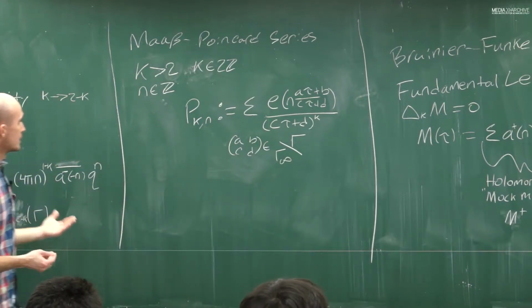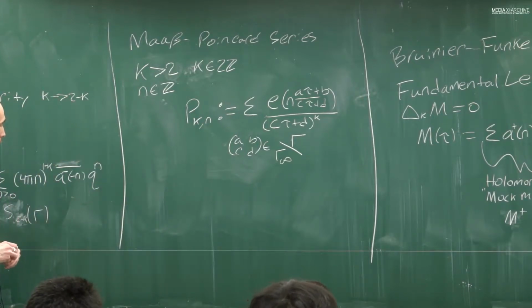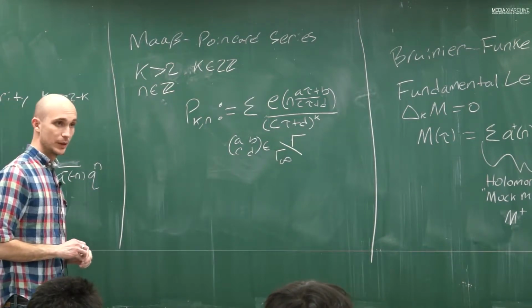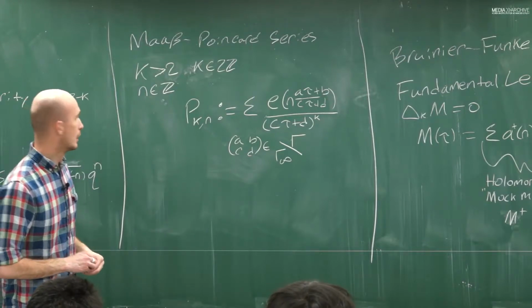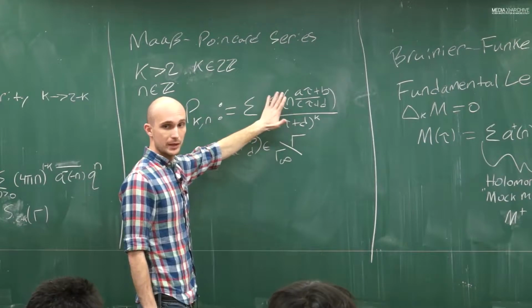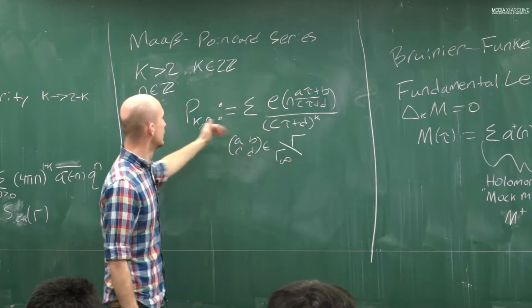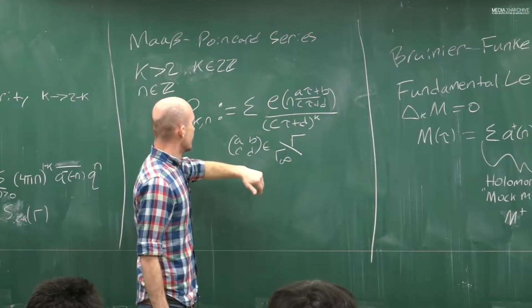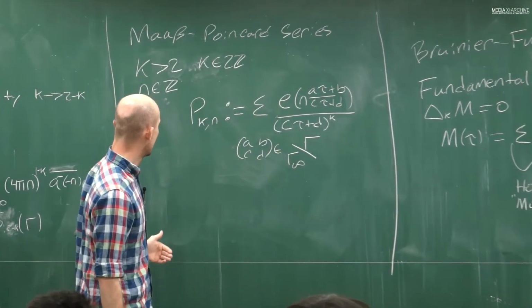So these are the standard positive weight Poincare series, and they create a basis for a space of weakly holomorphic modular forms. If n is positive, this will be a cusp form, and creates a basis for the space of cusp forms, and so on.